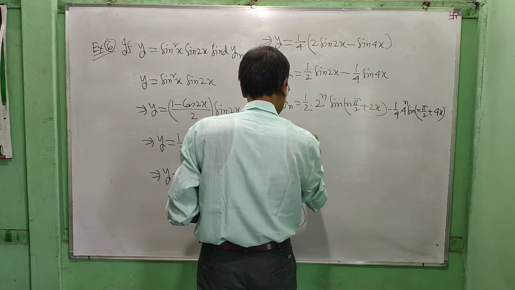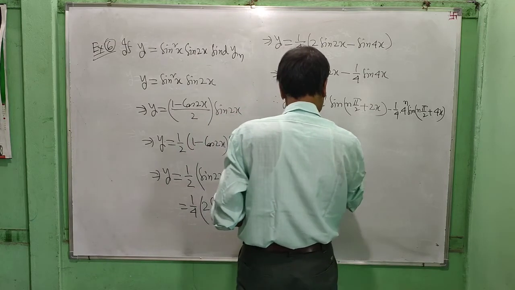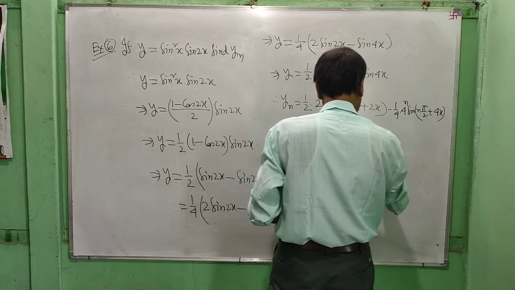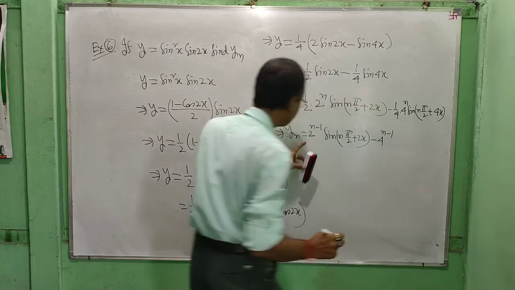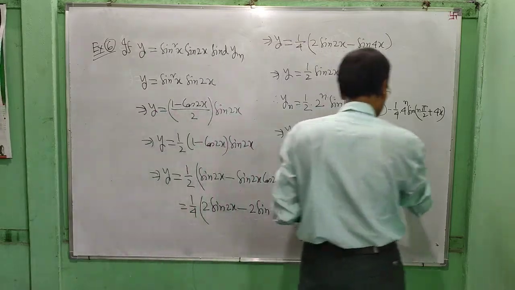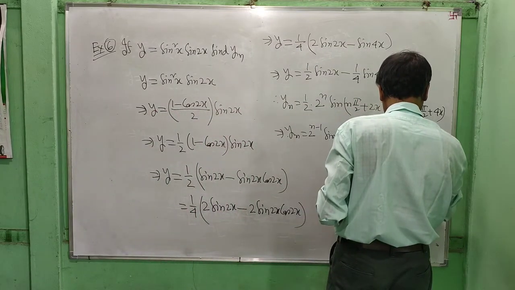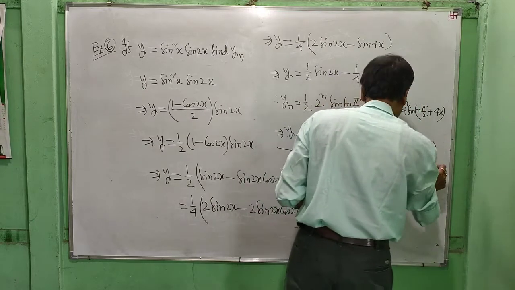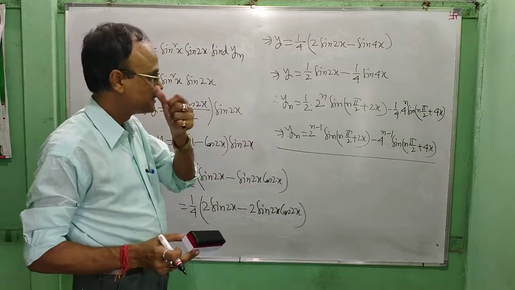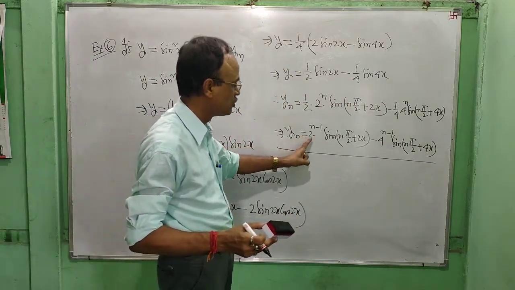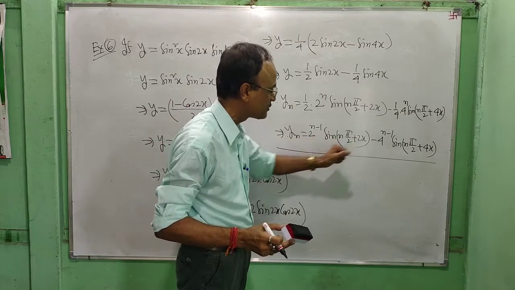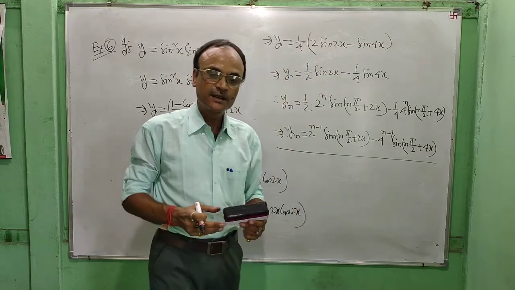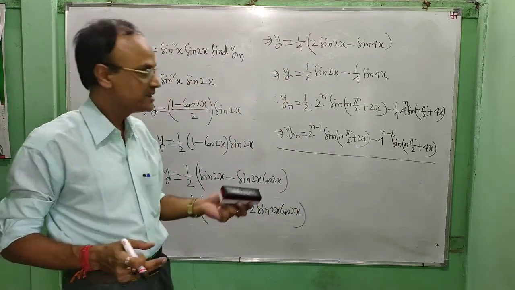Or yn is equal to 2 to the power n minus 1 sin(n pi by 2 plus 2x) minus 4 to the power n minus 1 sin(n pi by 2 plus 4x). This will be the yn: 2 to the power n minus 1 sin(n pi by 2 plus 2x) minus 4 to the power n minus 1 sin(n pi by 2 plus 4x). Perhaps you understand this one.